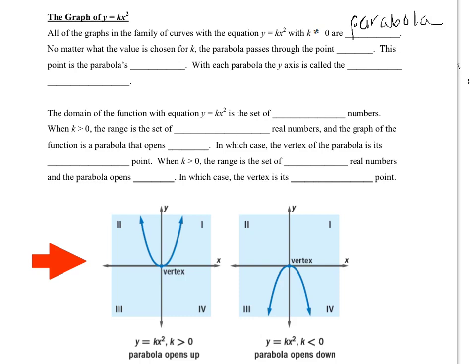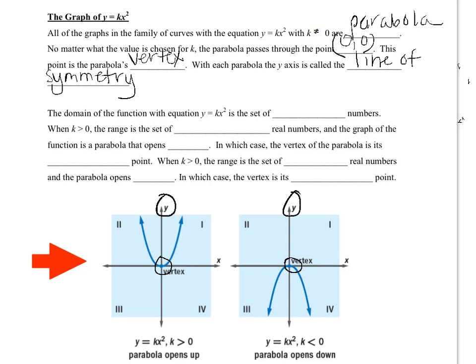No matter what value is chosen for k, the parabola passes through the point 0, 0. And you can see that 0, 0 in both of those. This point is the parabola's vertex. With each parabola, the y-axis is called the line of symmetry. That's like the mirror image line, that y-axis. If you look at that graph, it looks the same on either side of that y-axis for both the smiley face parabola and the frowning face parabola.